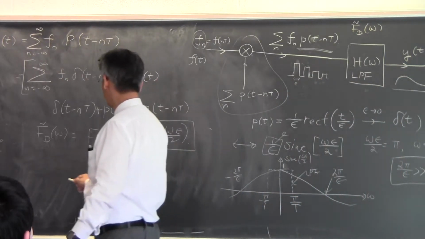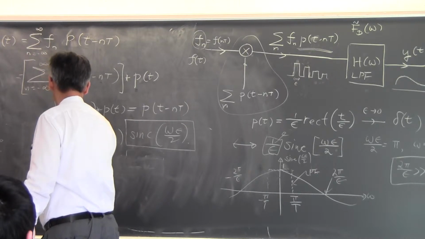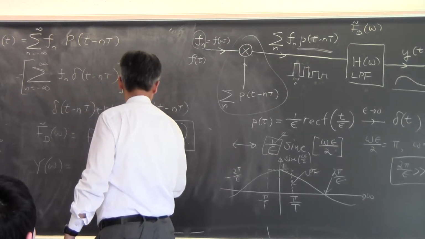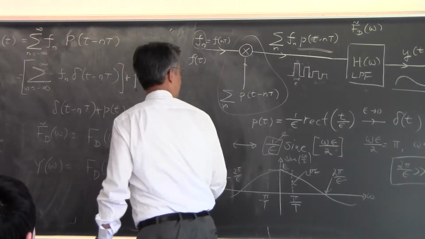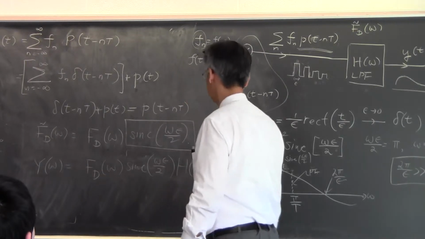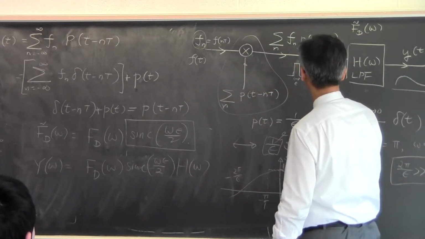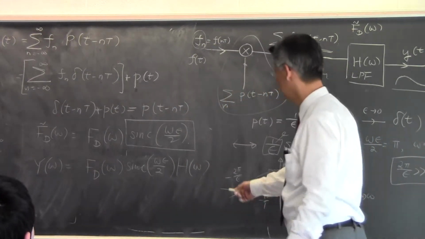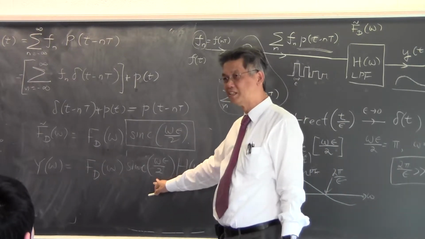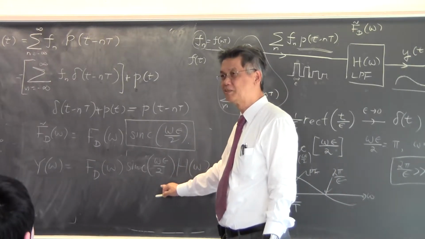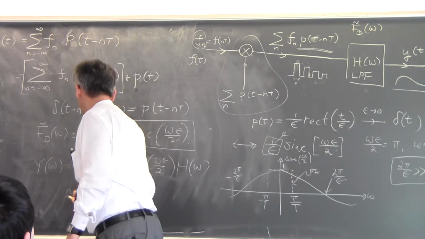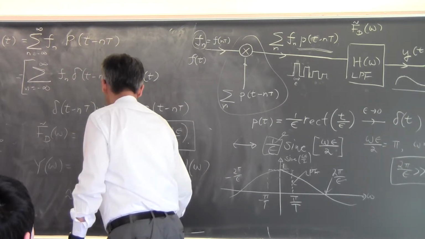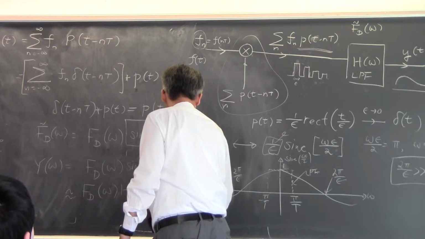So if I'm going to do that, then my y of omega will be equal to Fd omega sin of omega epsilon over 2 times my h of omega. My h of omega looks something like what I have drawn before. But since this is so much broader than this one, I can just approximate this with 1, right? So this is just equal to Fd of omega times h of omega, which is equal to f of omega.